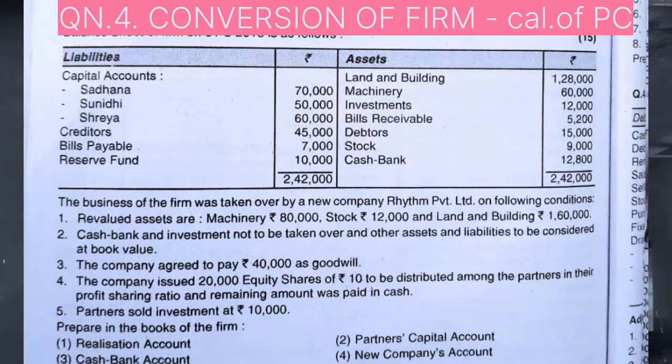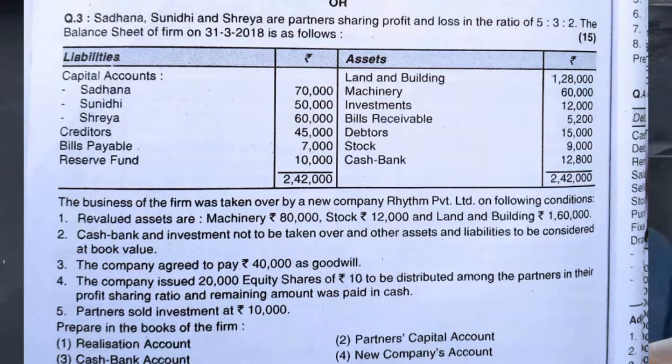Let's do the fourth question on conversion or sale of a partnership firm into a limited company. So what is the question? Sadhana, Sunidhi and Shreya are partners sharing profits and losses in the ratio of 5:3:2. So we have been given the ratio 5:3:2. The balance sheet of the firm as on 31st March 2018 is as follows.